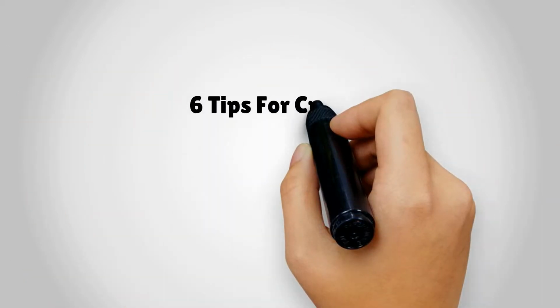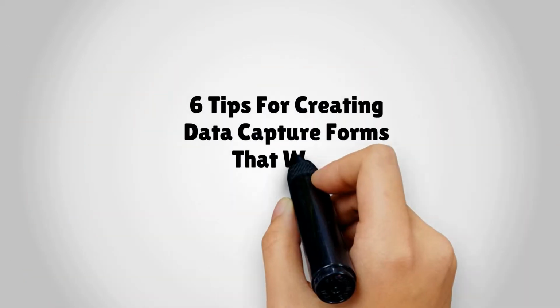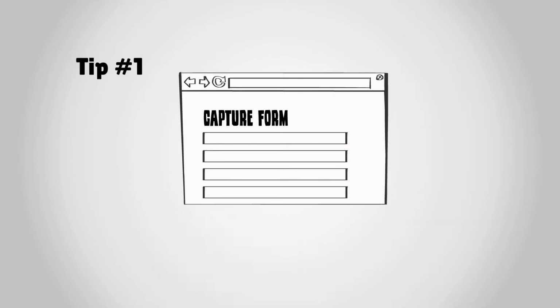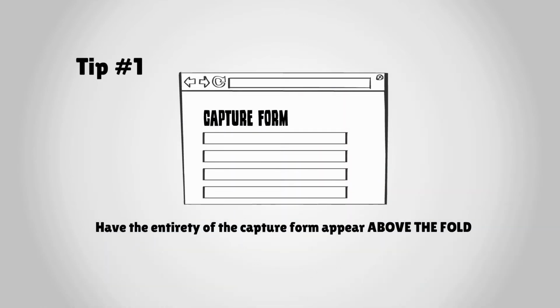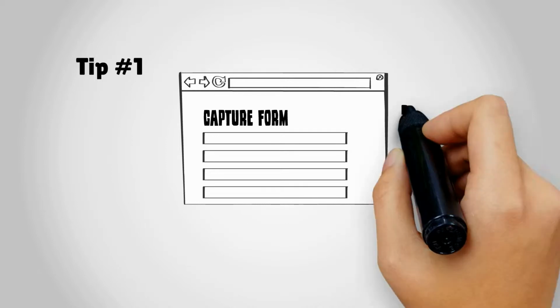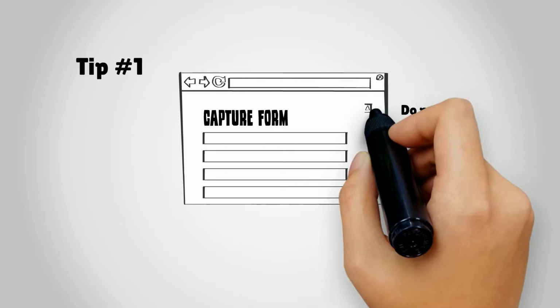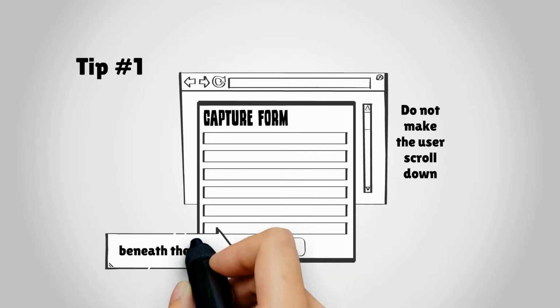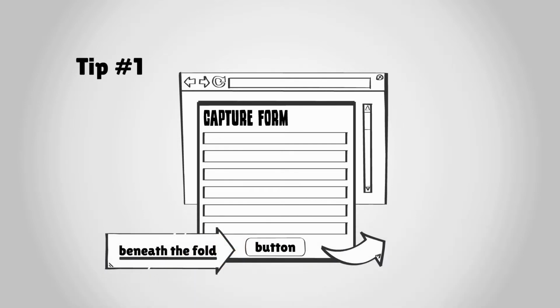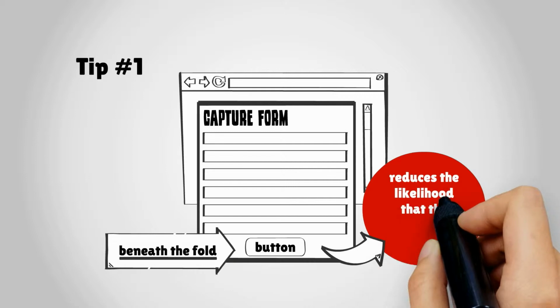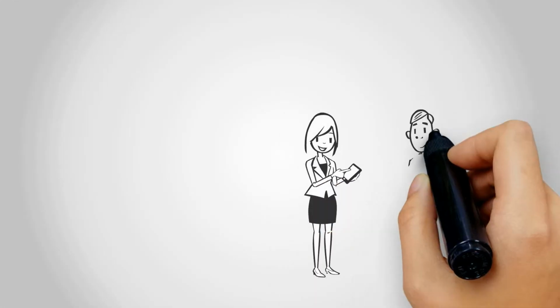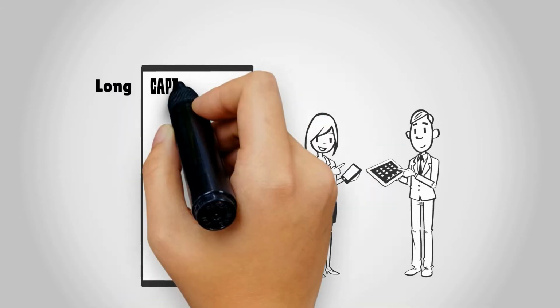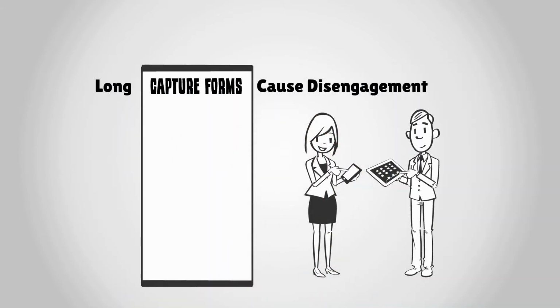Here are 6 tips for creating data capture forms that work. Tip number 1. If possible, and it usually is possible, have the entirety of the capture form appear above the fold. That is, do not make the user scroll down to discover how long the form is or allow the button to appear beneath the fold. A button beneath the fold greatly reduces the likelihood that the forms will be filled out. People are moving at very high speeds in their busy worlds, and long capture forms usually cause disengagement.